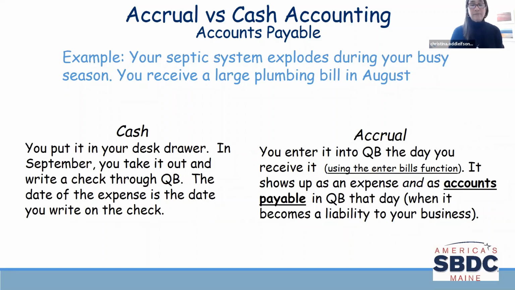That's cash accounting. If I was following accrual accounting, I would get that bill in the mail, I would go into QuickBooks and enter it using something called the enter bills function. It's not paying a bill, it's just entering the information about the bill. And the second I save that, what's happening in QuickBooks is that it's getting booked as an expense right then and there to my business. And it's also getting tracked in an account called accounts payable, which is a balance sheet account. It shows me what I owe to other people, other businesses.